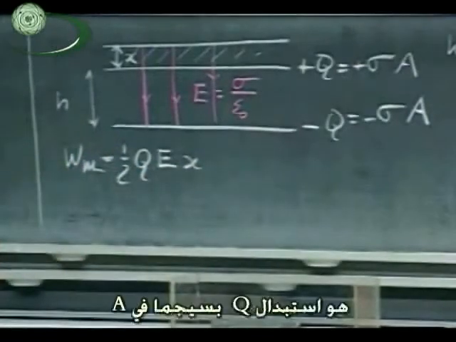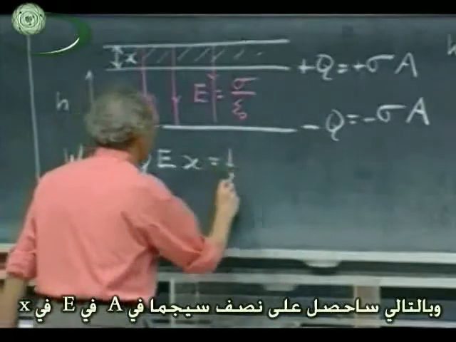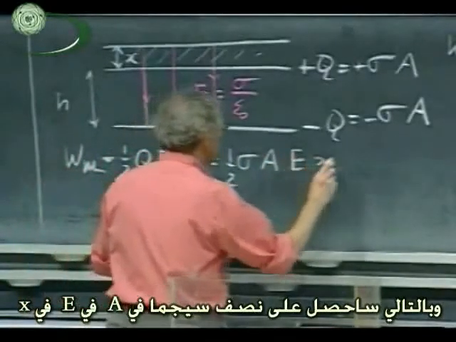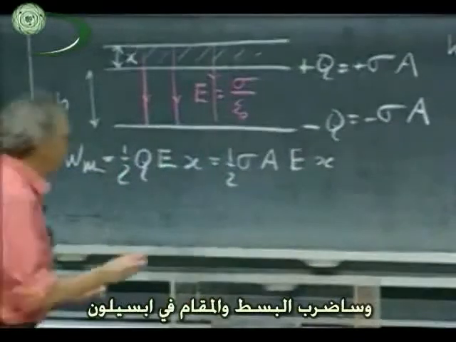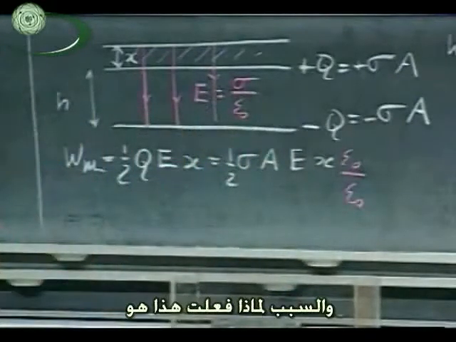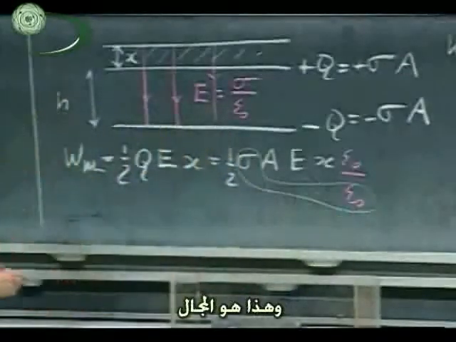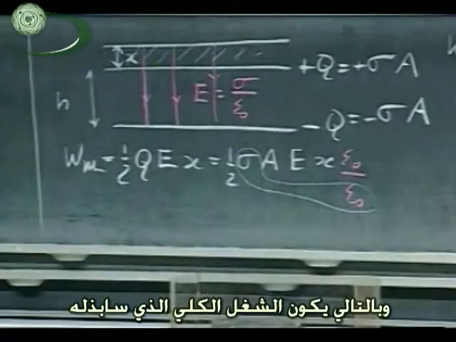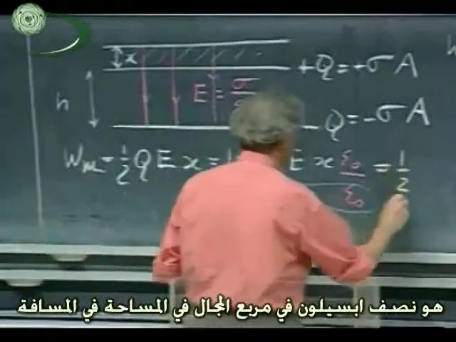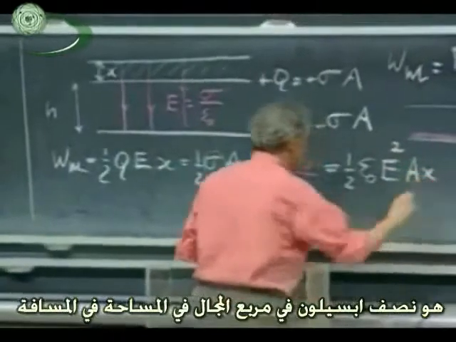And so what I can do now is replace Q by sigma A, so I get 1/2 sigma A times E times x, and I multiply upstairs and downstairs by epsilon 0, so that is multiplied by 1. And the reason why I do that is because then I get another sigma divided by epsilon 0 here, and that is E, and therefore I now have that the total work that I, Walter Lewin, have to do is 1/2 epsilon 0 E squared times A times x.